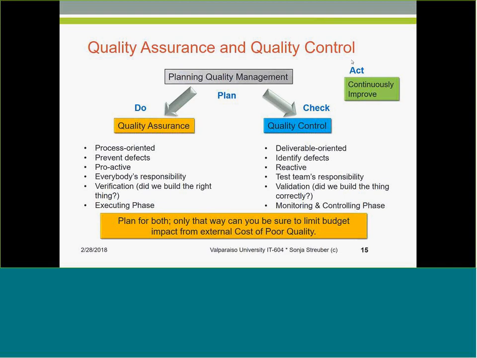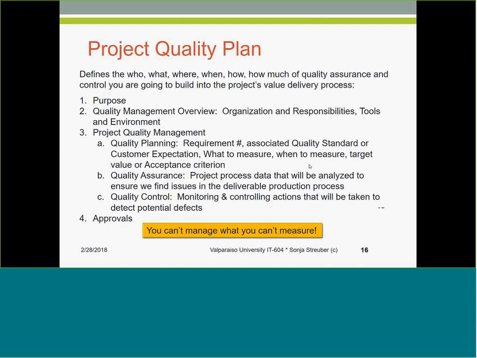And this is where the ACT comes in, really. The ACT here means we need to make sure we continuously improve, right? For all of these deliberations, we use a project quality plan to document them. Here is typically the outline of a project quality plan.